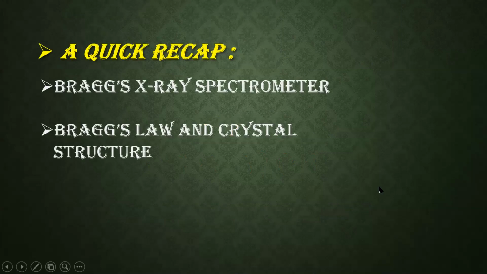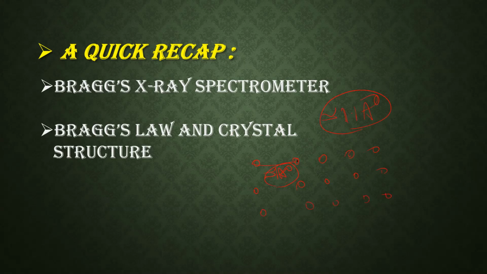Let us have a quick recap on the previous class. We have done the Bragg's X-ray spectrometer, in which we have seen that X-rays undergo diffraction through crystals. Since the X-ray wavelength is approximately 1.1 angstrom, and the separation between any two successive atoms in a crystal plane is approximately 1 angstrom, the X-rays will easily get diffracted through these crystal planes.